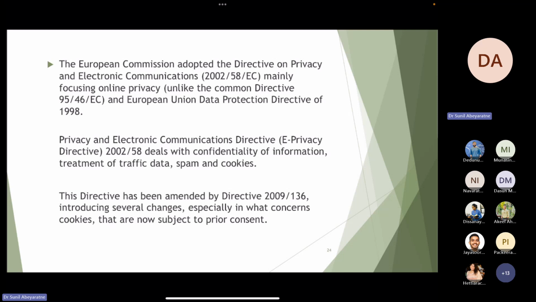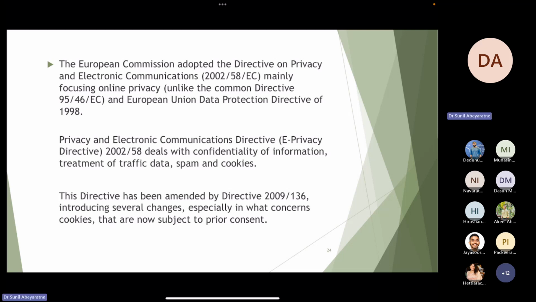The European Commission adopted the Directive on Privacy and Electronic Communication, mainly focusing on online privacy, because after introducing the data protection directive, they maintained their privacy policies up to a certain extent. But considering the development of the ICT sector and online transactions, they realized the provisions under that directive were not enough. As a result, they introduced the Directive on Privacy and Electronic Communication, Directive 2002/58/EC.